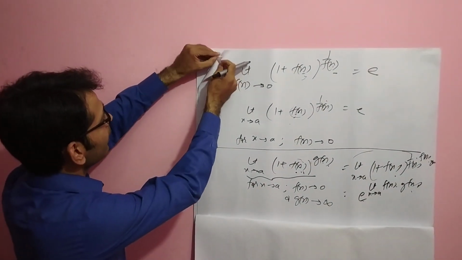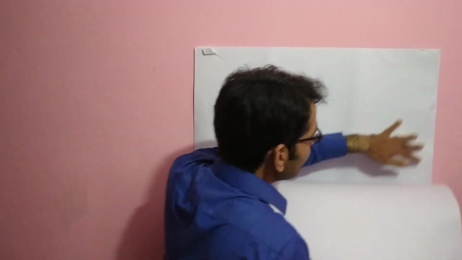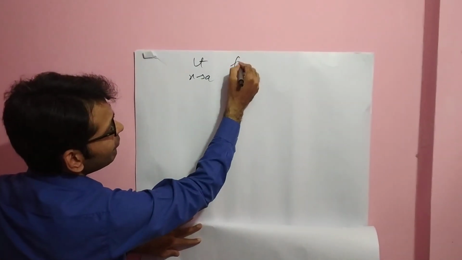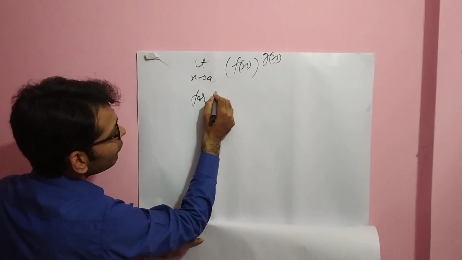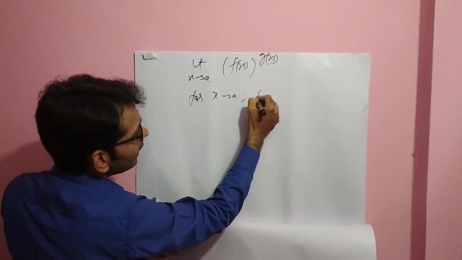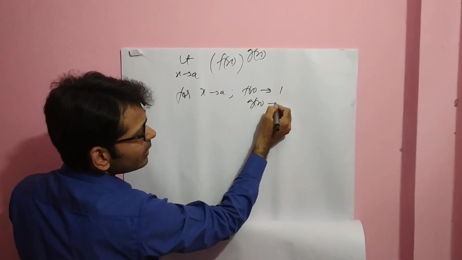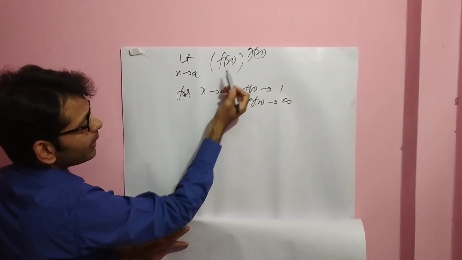जैसे कि अगर हमें दे रखा है limit x tending to a, f(x) to the power g(x). Now it is given that for x tending to a, f(x) is tending to 1 and g(x) is tending to infinity. So we have got this form 1 to the power infinity.